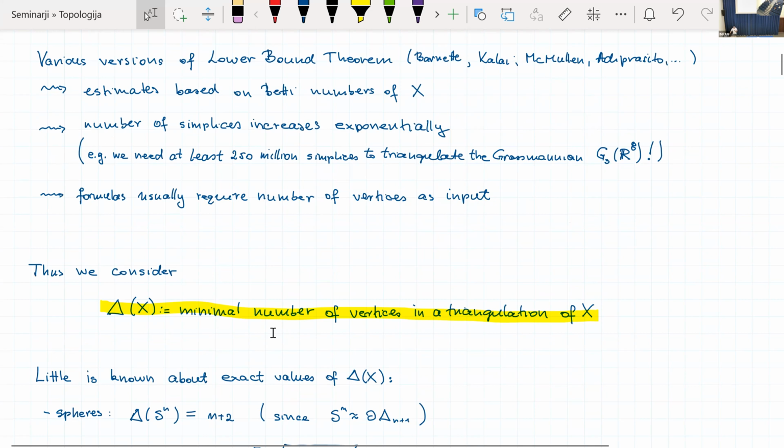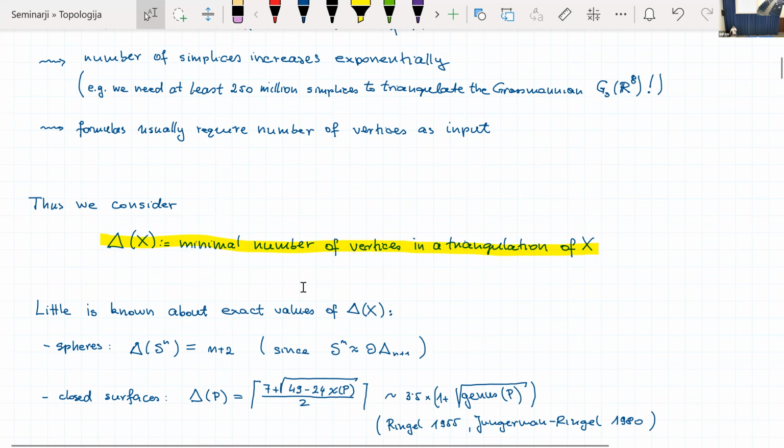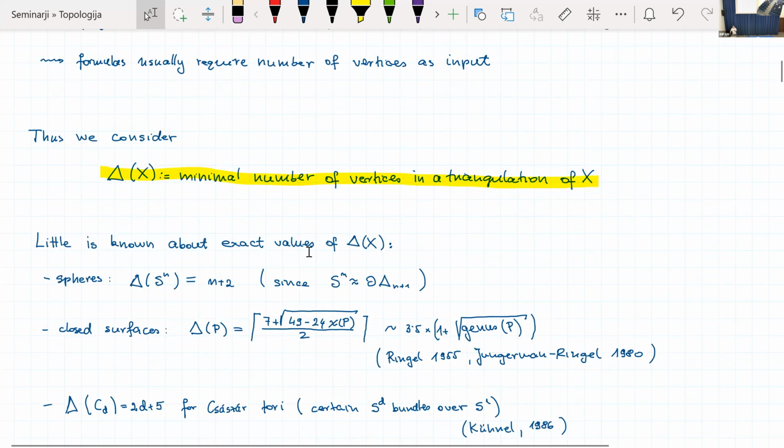Very little is known actually about this. I'm going to list most of what is known. First, we have spheres, and here the answer is simple. You need n+2 points to triangulate an n-dimensional sphere. Then there is this famous result about surfaces. Closed surfaces can be triangulated by this number, which is 7 plus some square root of this. But you can read it as approximately 3.5 times the square root of the genus. There are also three exceptions, but don't care about those.